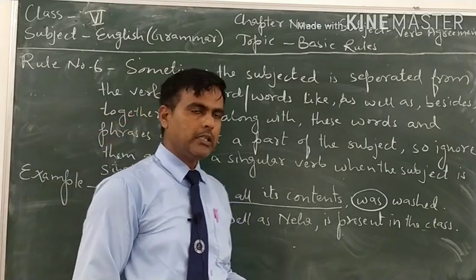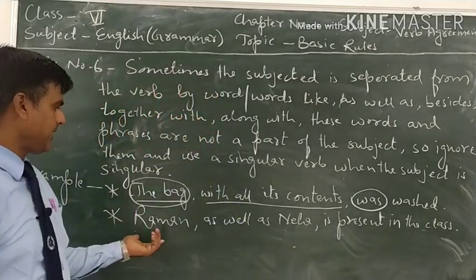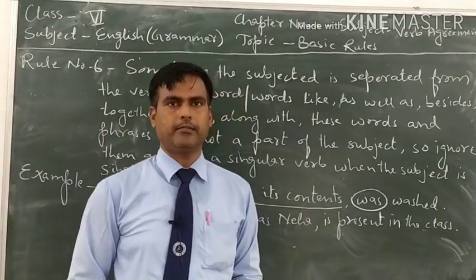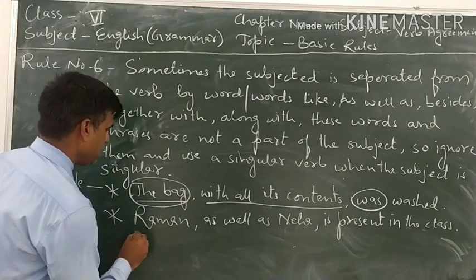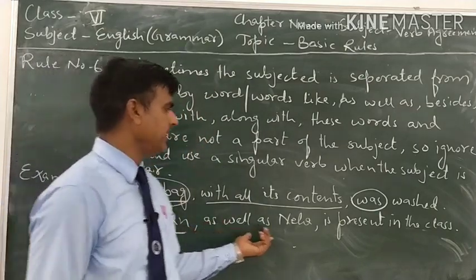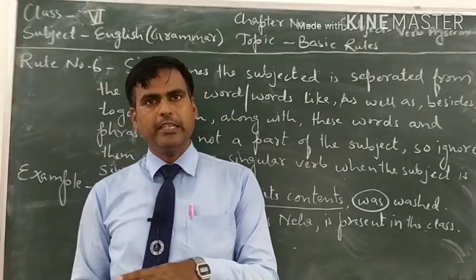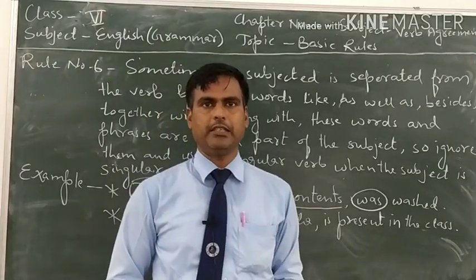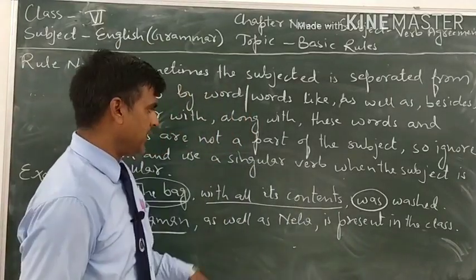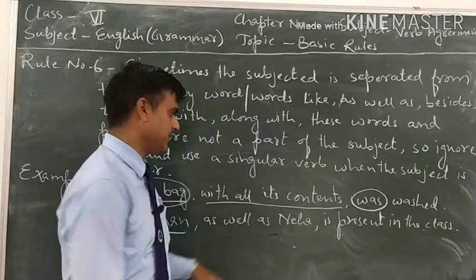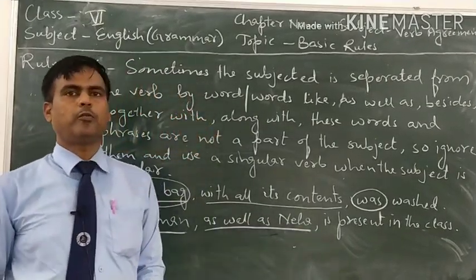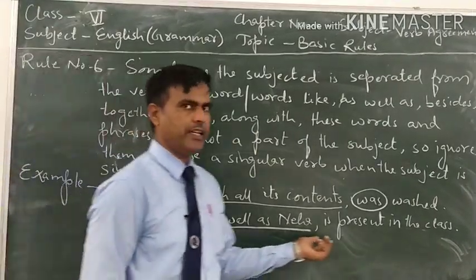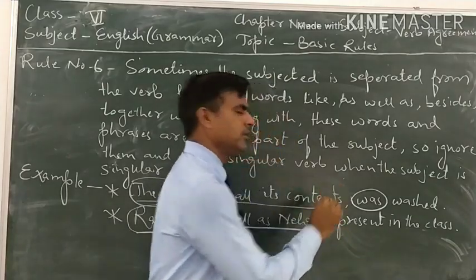Like that, see the second example. Raman as well as Neha is present in the class. Raman is the main subject and as well as Neha is included in this sentence, but this is not part of the subject. That's why we will not consider this part of the sentence to choose the verb. So our main subject is Raman. Raman is singular. That's why we will use a singular verb.